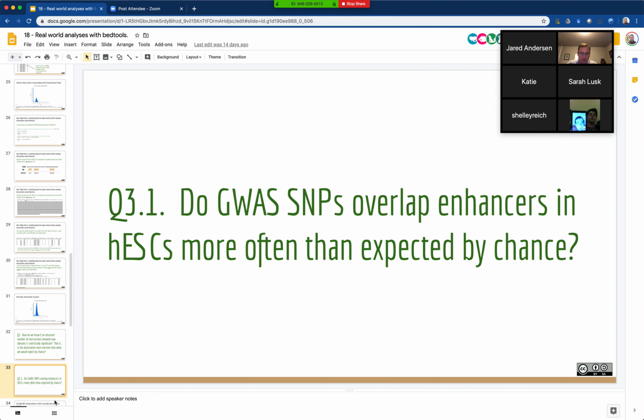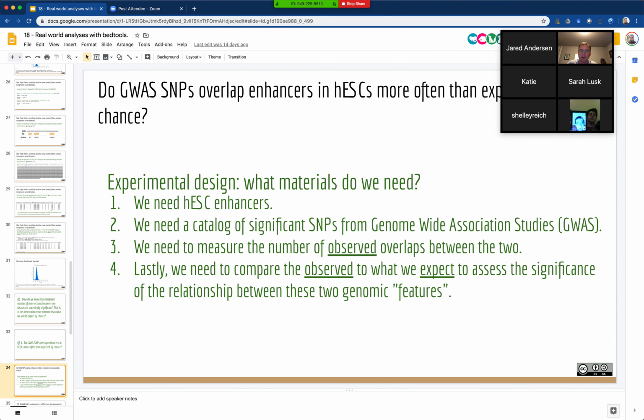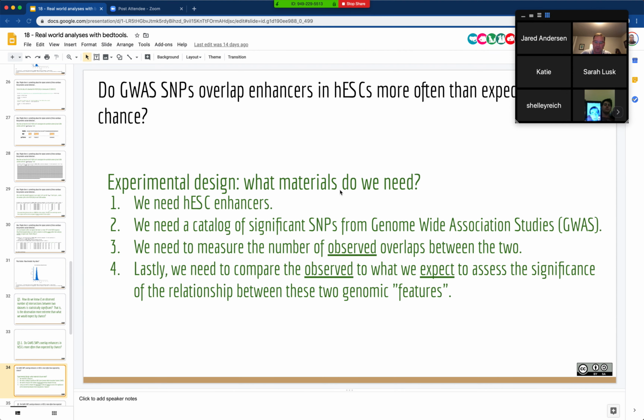So we've got our set of SNPs from these GWAS studies, and we've got a set of enhancers from human embryonic stem cells. We learned how to grep that bed file for different enhancers. So we've got our two sets of bed interval files that we want to compare. So the four pieces of information we need are the two files, which we just walked through. We need to measure the number of observed overlaps between the two. And I think, as you probably know by now, that's just using Bedtools intersect.